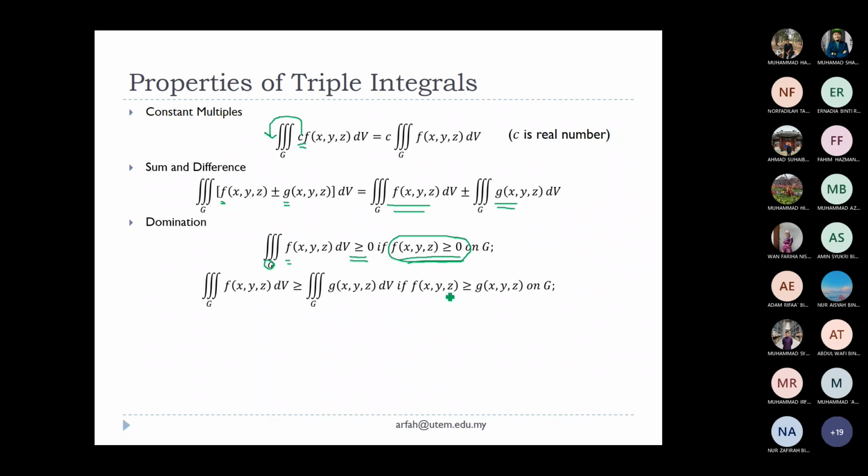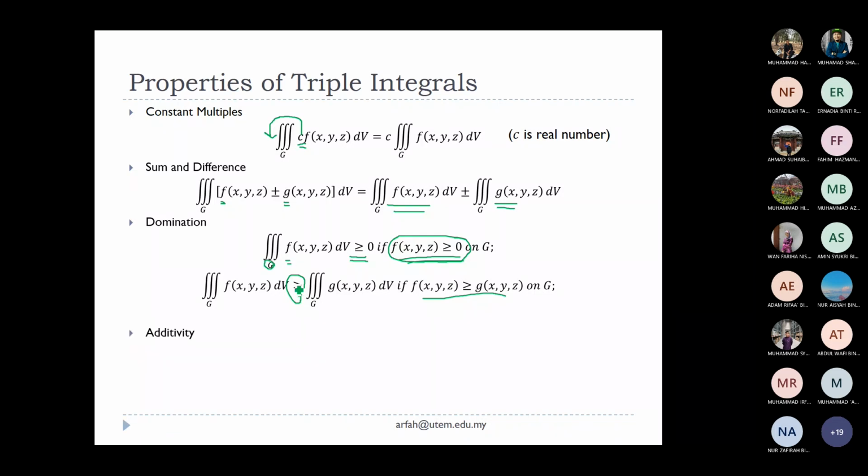The same goes the other way around. Let's say you have two functions, function f and function g. We would like to find the triple integral for both of these functions, given that function f is greater than or equal to function g. By having these properties, if you do the triple integral, still you are going to have the integral of f greater than or equal to the integral of g. So this is also another domination rule for the triple integral.